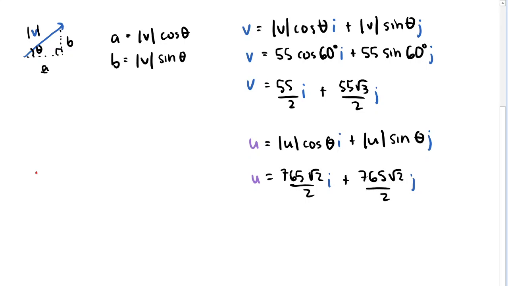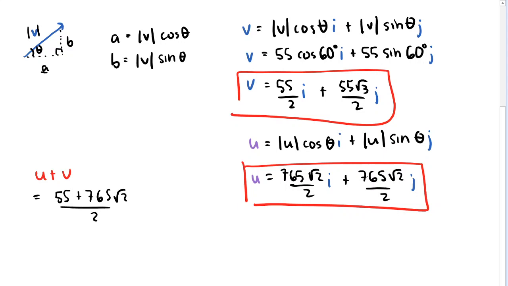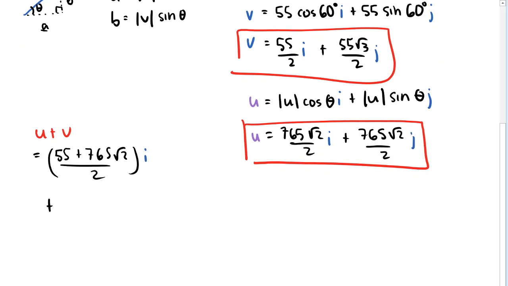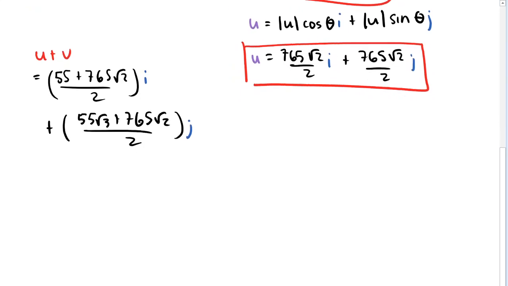And then if we want the vector that describes the plane after being influenced by the wind, we just add these two vectors together, u and v. So we add their horizontal components, 55 plus 765 square root 2 over 2, times i, then plus 55 square root 3 plus 765 square root 2 over 2, times j. And so this is the new vector telling us the true velocity of our plane.